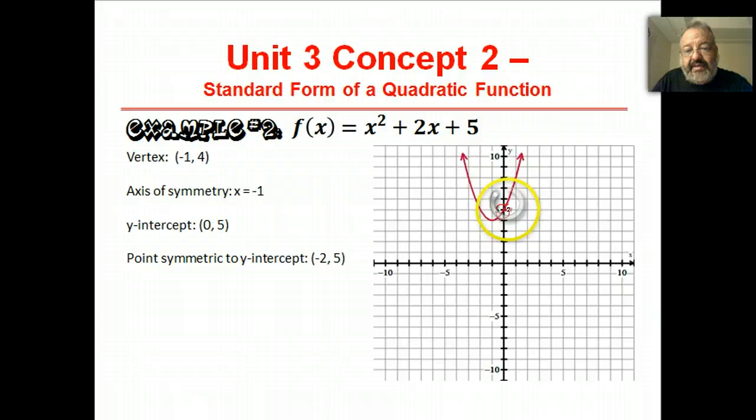Here's the y-intercept right here. Here's the axis of symmetry. For the point symmetric to the y-intercept, if I'm at the axis of symmetry and I go 1 over, I'm going to go 1 over the other way. So that's the point right there. That's where this number comes from: negative 2, 5.